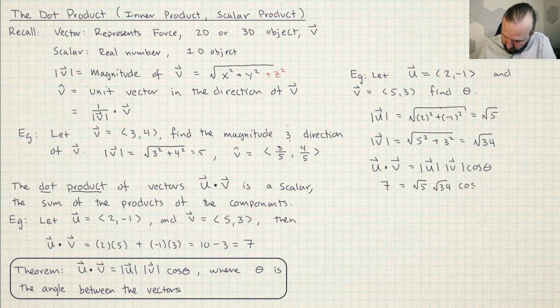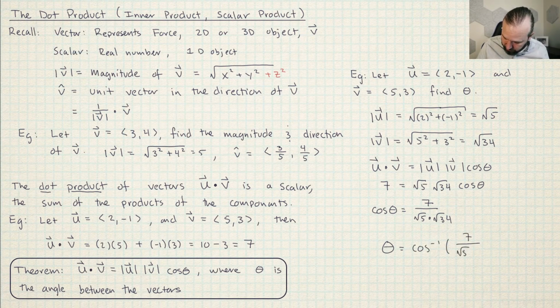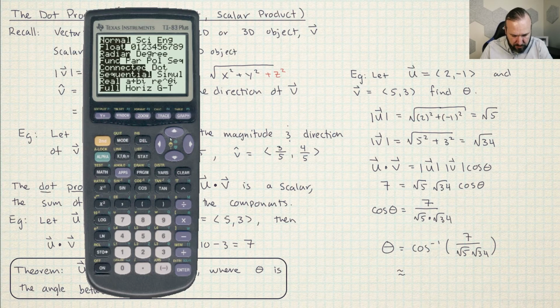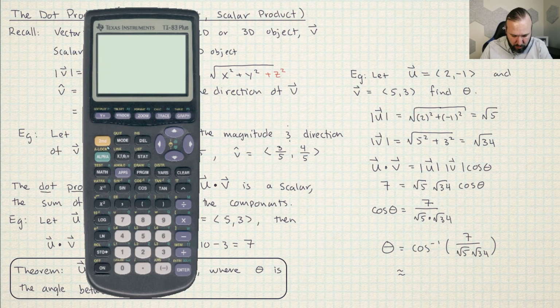And then the cosine of the angle between them. So what this means is that the cosine of the angle between these two vectors is 7 over the square root of 5 times the square root of 34. So cosine inverse here is going to give me the angle between these two vectors. Be careful what mode your calculator is in. So since this is a math class, I'm going to leave it in radian mode.